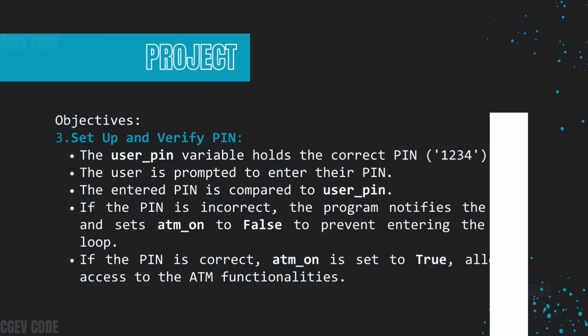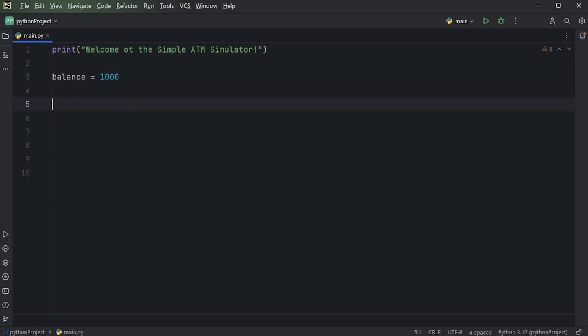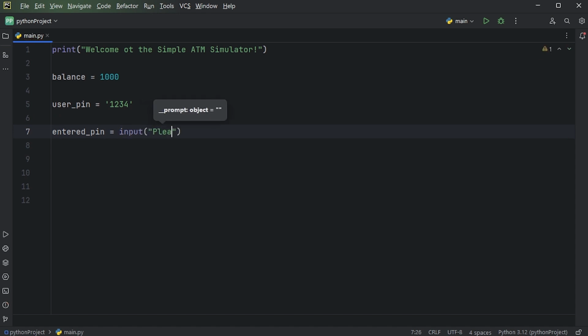Let's move on to objective 3. Let's look at what we have to do over here. Set up and verify PIN. The user PIN variable holds the correct PIN, 1234. And the user is prompted to enter the PIN. Okay, let's start with this. First, let's create a user PIN variable equal to the string 1234. Then let's create a variable called entered PIN equals input, and let's ask our user, please enter your PIN.